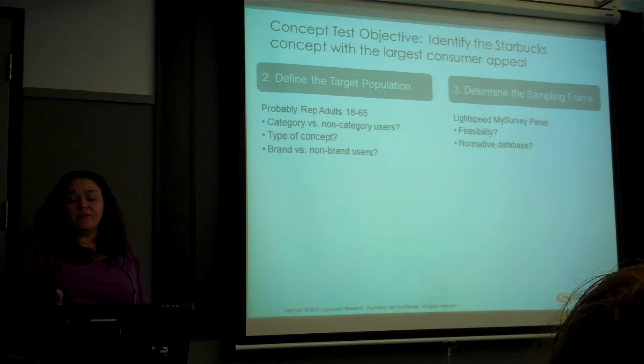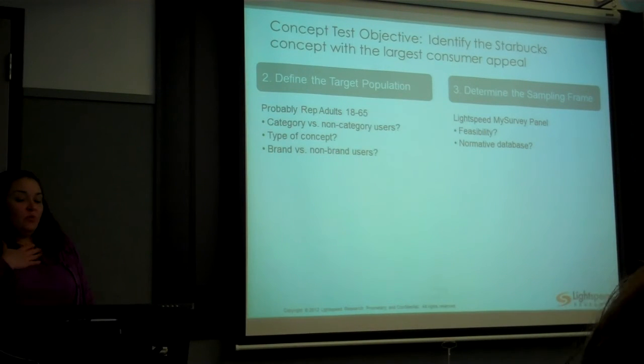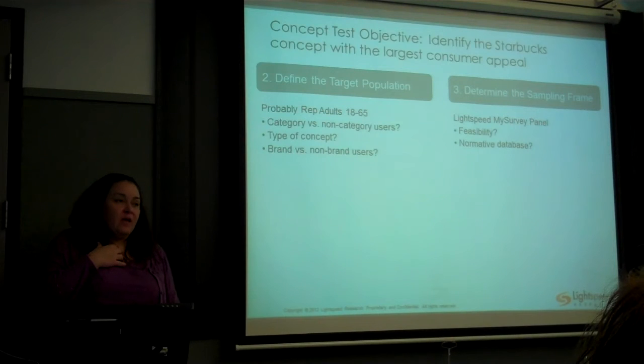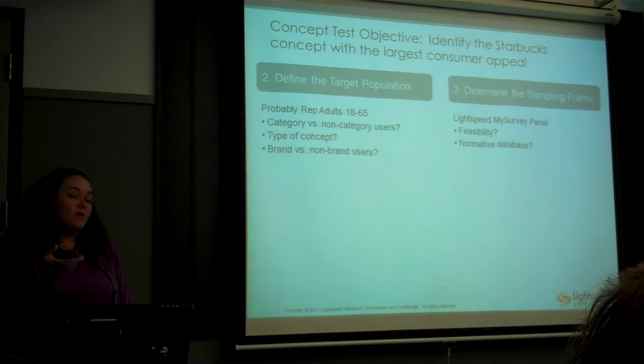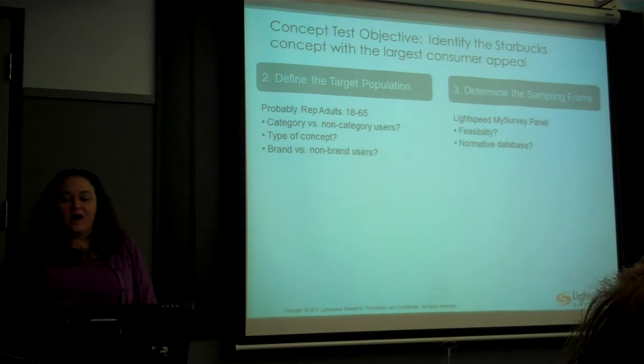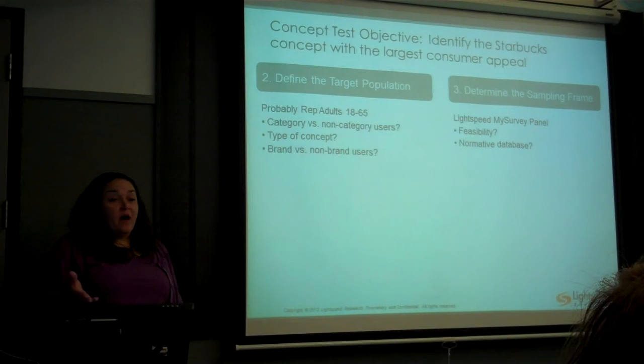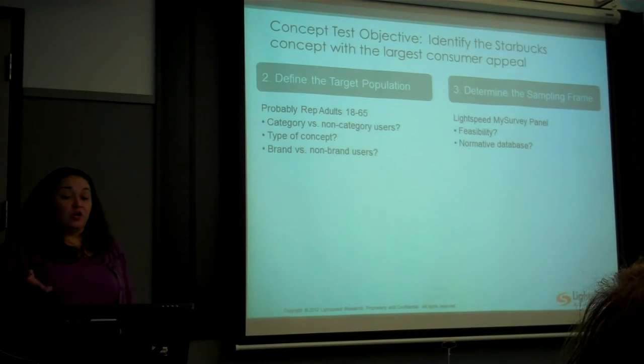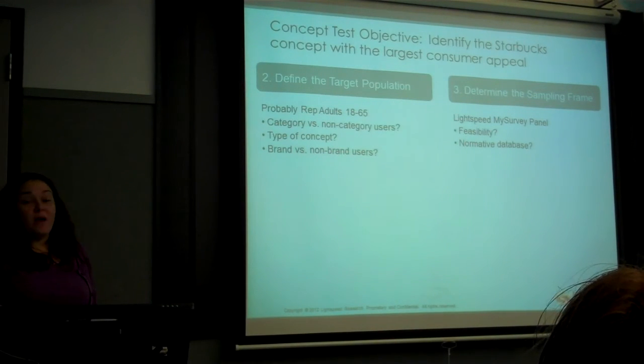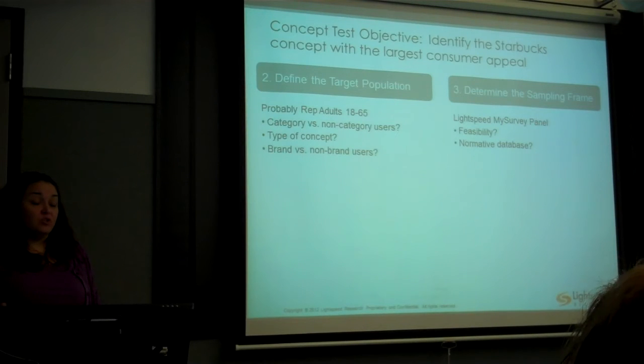Now determining the sampling frame, in this case I'm guessing the Lightspeed My Survey panel will be able to handle this job. Starbucks, pretty high incidence, a concept test generally not too big of a base size, but you would want to think about feasibility. So if it's a longer term project, will my panel have the feasibility long term, or do I need to consider bringing in somebody else from the start?